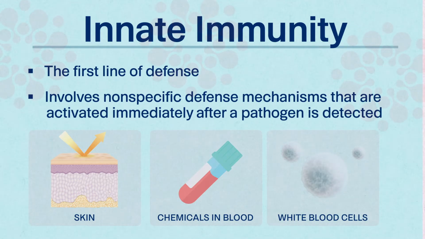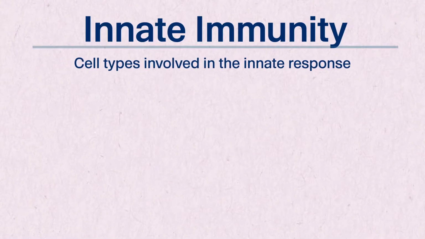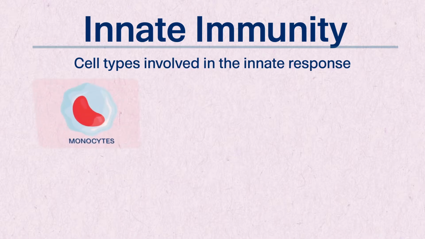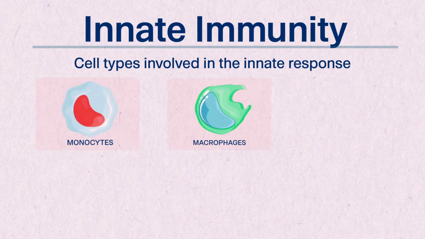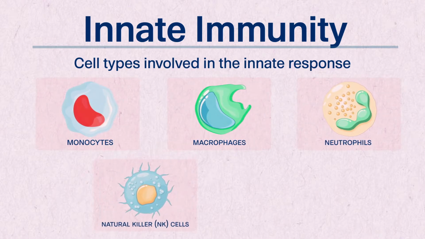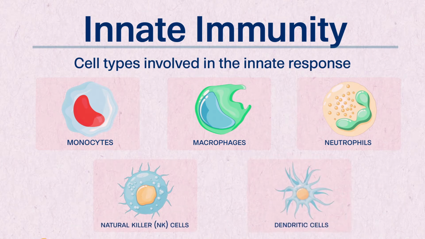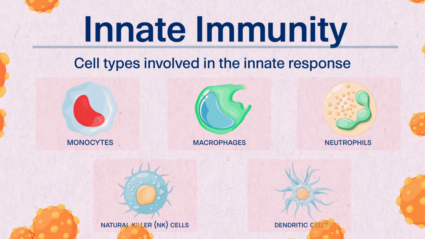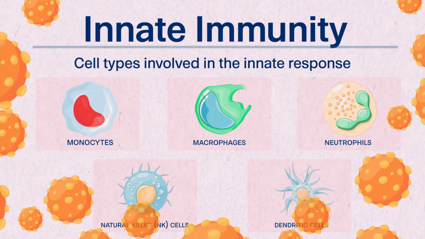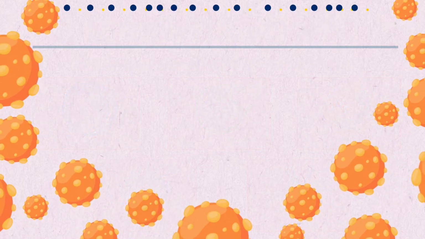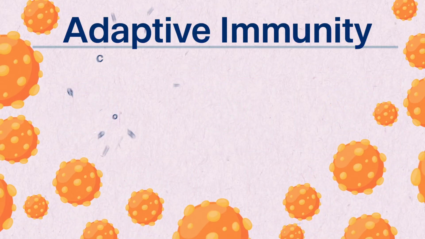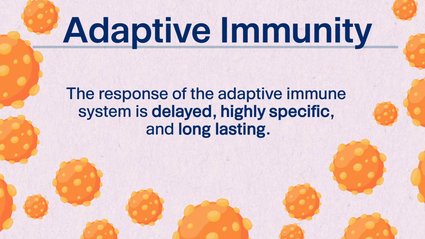destroy the pathogen. Cell types involved in the innate response include phagocytes, such as monocytes, macrophages, neutrophils, natural killer (NK) cells, and dendritic cells. Adaptive immunity involves more complex defense mechanisms that are activated when the innate immune response is insufficient. The response of the adaptive immune system is delayed, highly specific, and long-lasting.